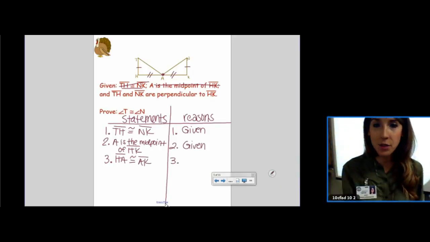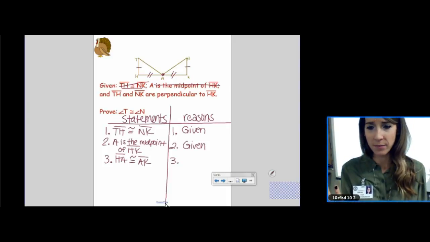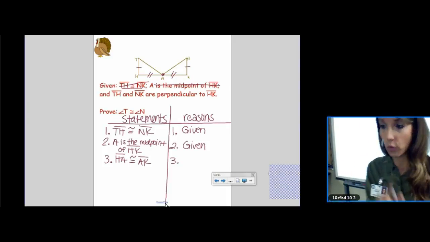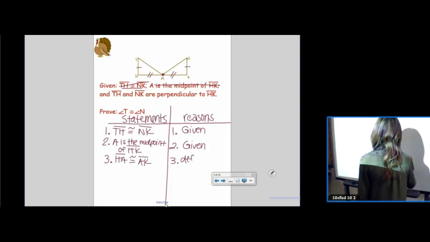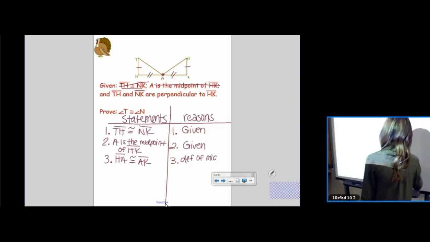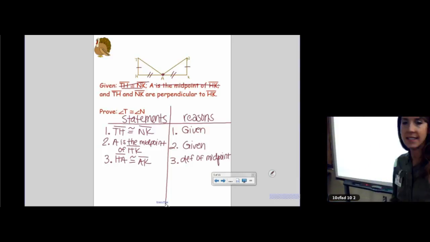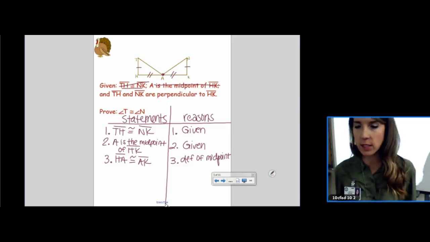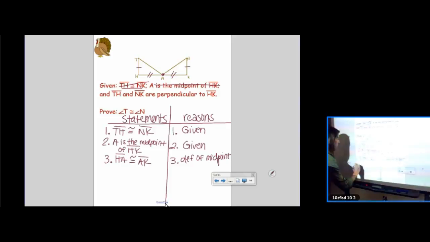What allowed you to add tick marks to your picture? Why were you allowed to add them? Because it was given? No, because of a midpoint definition. Good. Definition of midpoint. That's as far as we can go with that midpoint, so we go on to the next one. Number 4.